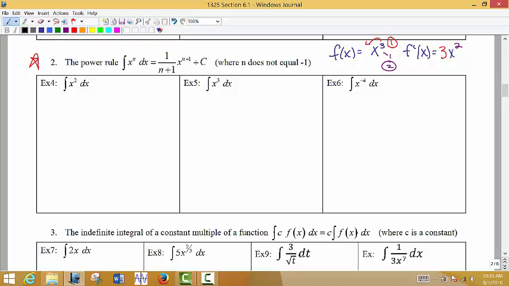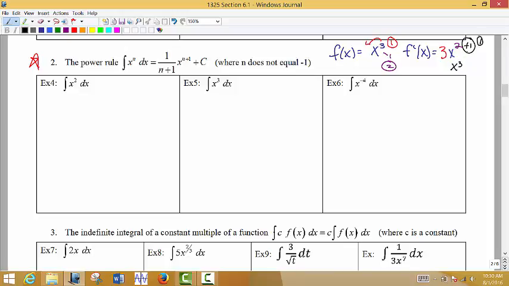The first thing that we're going to do is we're going to pay attention to the power. So we're going to do exactly the opposite steps in exactly the opposite order. The first thing that we're going to do is add 1 to the power. So that would be our step 1, which will give us x cubed.